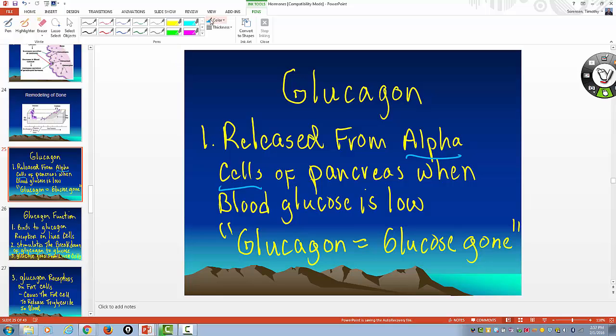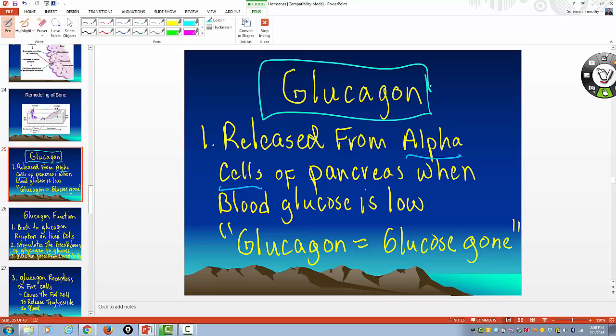Glucagon is a hormone that is the opposite of insulin. Insulin lowers your blood sugar. Glucagon raises your blood sugar. So this is important: you should never see glucagon and insulin in the blood at the same time with normal physiology. Because again, the body does stuff that makes sense, and it wouldn't make sense to have a hormone in your bloodstream that lowers your blood sugar and another one that raises it.